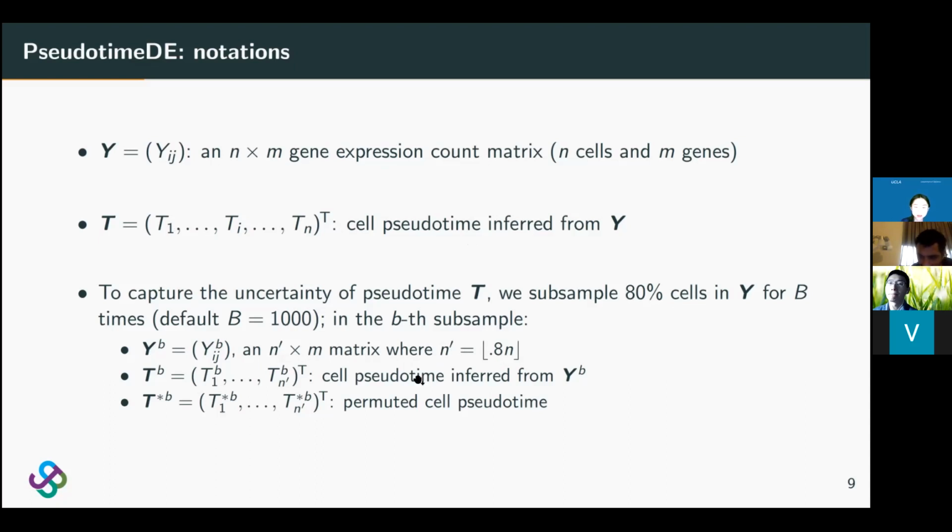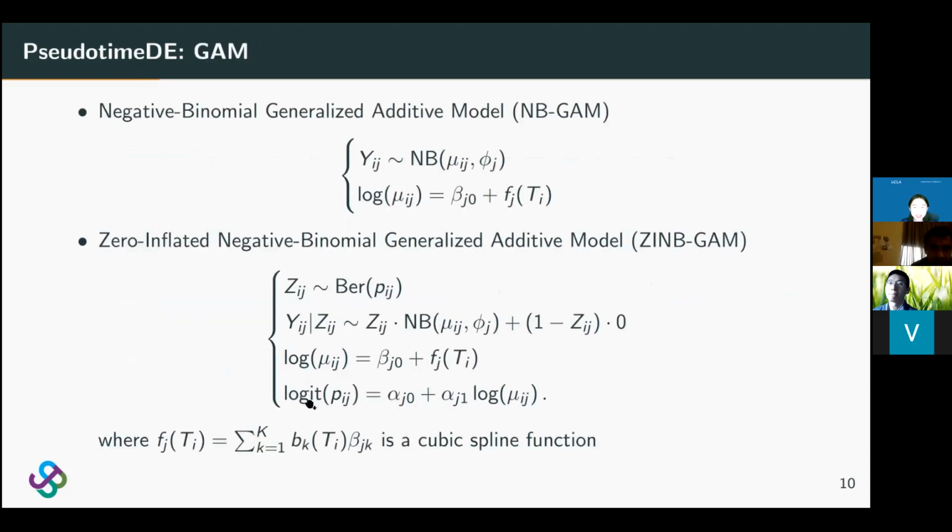And then we apply pseudotime inference to this subsample, and we denote the resulting pseudotime as T1b to Tn'b, where n' is the subsample cell number. Then we permute those subsample pseudotimes, and we call those T1*b to Tn'*b, where star means permuted. All right. So then how do we infer the relationship between pseudotime and cell count?